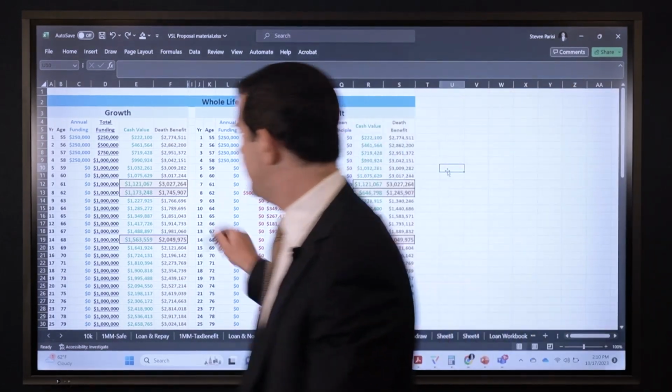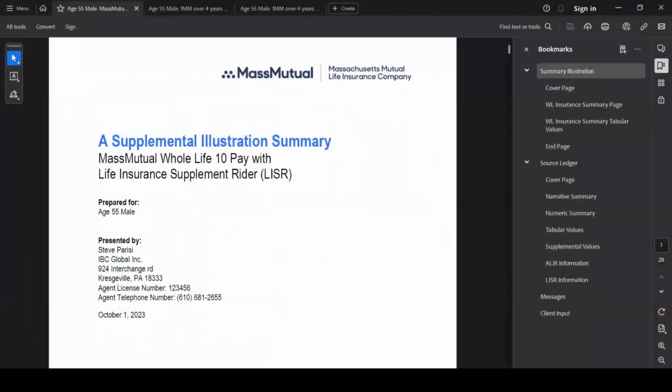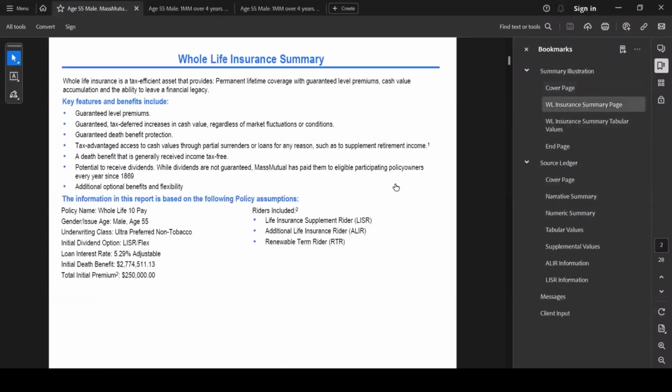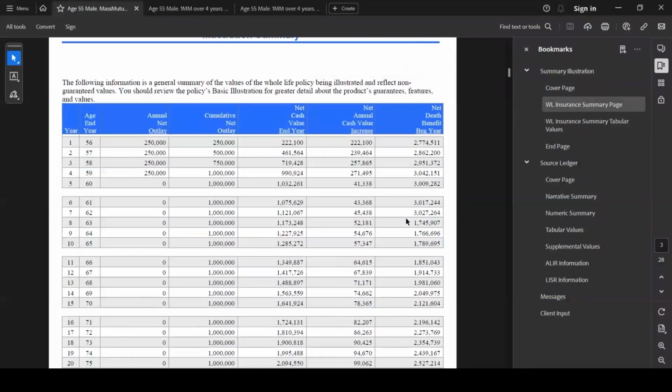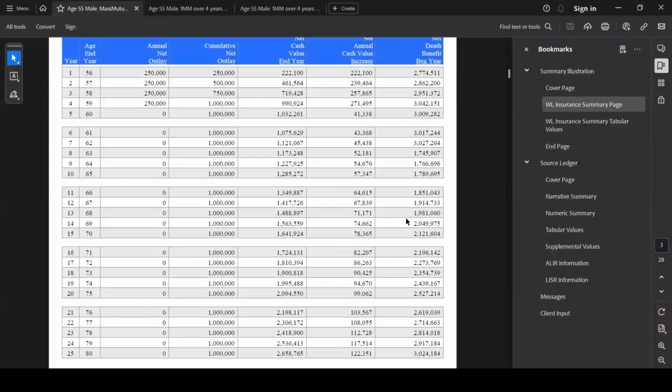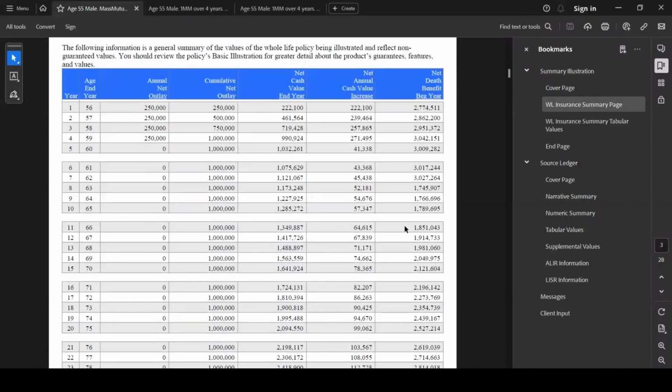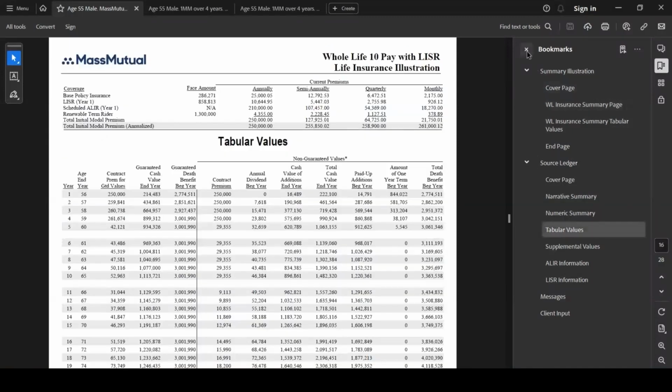So let's begin with what we've got on the left, the growth illustration. So this is the growth illustration, and we've got 28 pages here. To the far right, you can see 1 out of 28. A lot of information. And if we look at the summary page, this will give us information that looks a lot like what we have on Excel, just a simplified format.